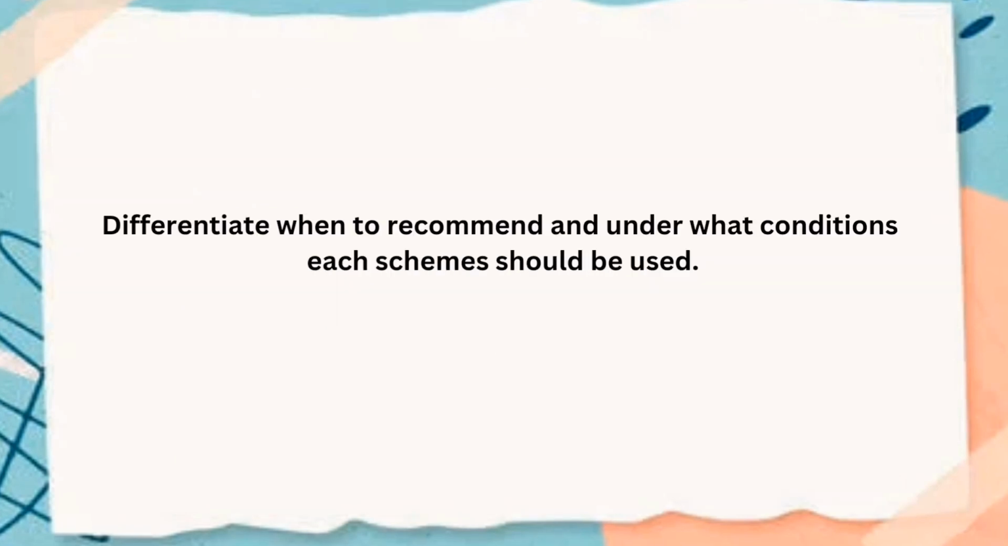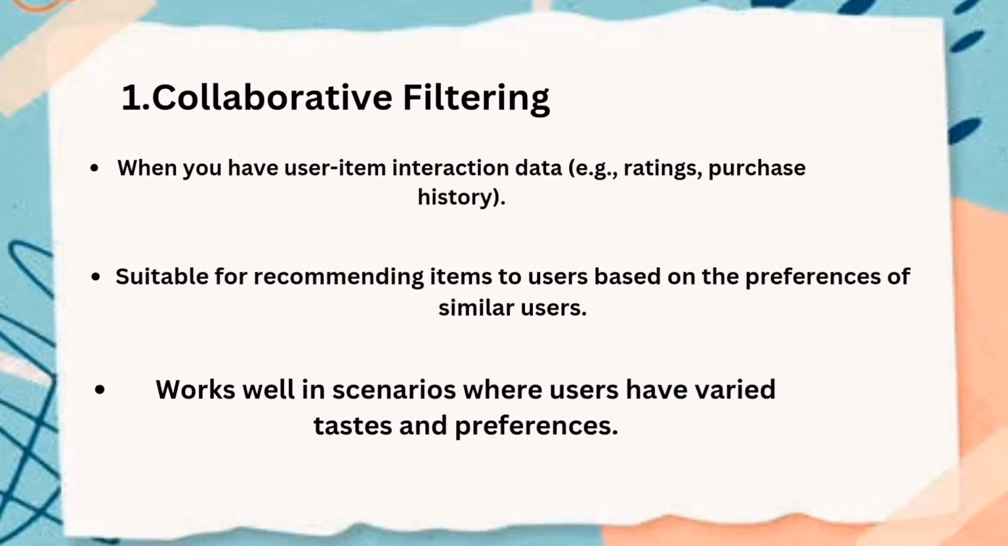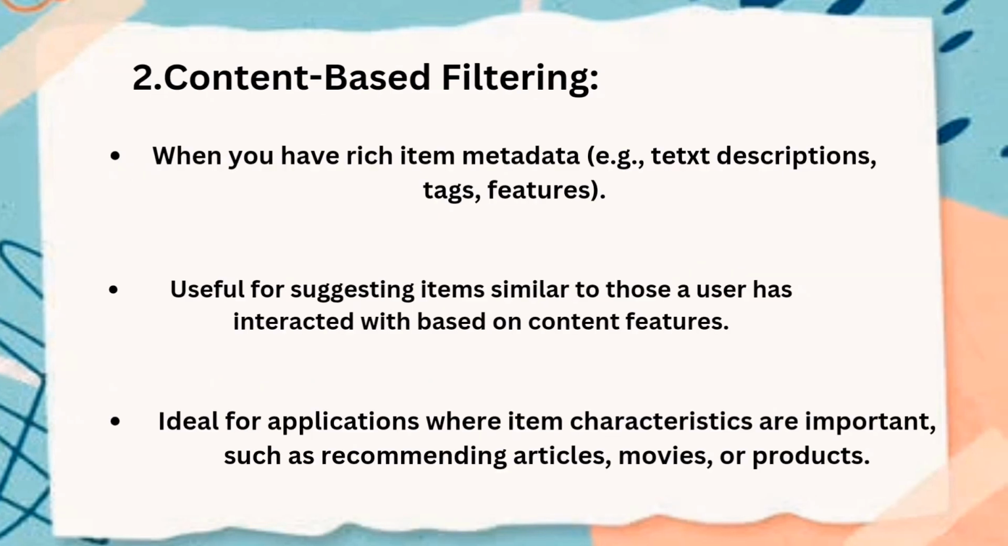Differentiate when each scheme is recommended and under what condition each should be used. Number 1. Collaborative filtering. We use user-item interaction data, e.g. ratings and purchase history, suitable for recommending items to a user based on the preferences of similar users. Works well in scenarios where users have varied taste and preference.